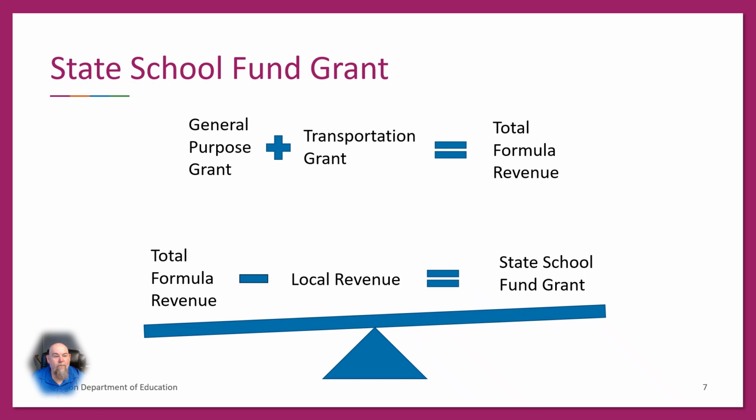How is the state school fund grant calculated? Here's a picture of the overall calculation for the state school fund grant. The general purpose grant, combined with the transportation grant, is the total formula revenue. We deduct local revenue from total formula revenue to get the state school fund grant.